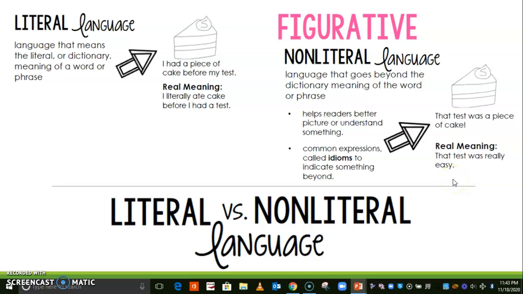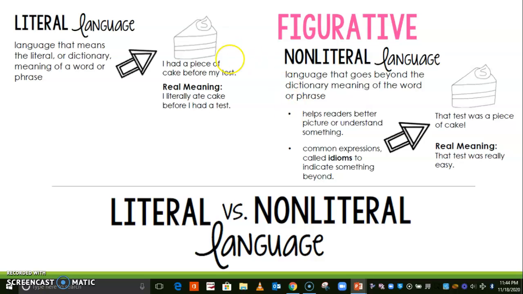So why do authors do this? Why do they use figurative language instead of just being literal so that it's easier to follow and understand? Well, believe it or not, figurative language actually helps readers better picture or understand something. It clears up that mental movie for you a little bit. And oftentimes what you're going to see in stories are some common expressions that we call idioms that indicate something beyond the literal language. That's the example of that test was a piece of cake.